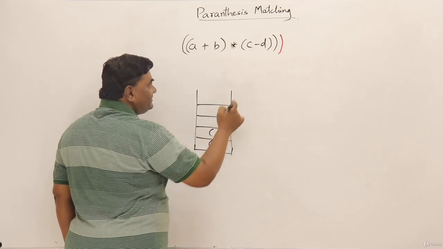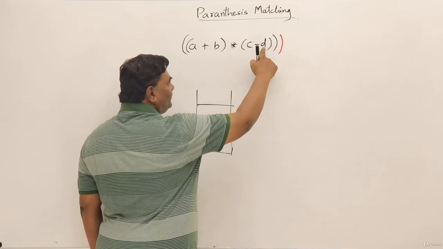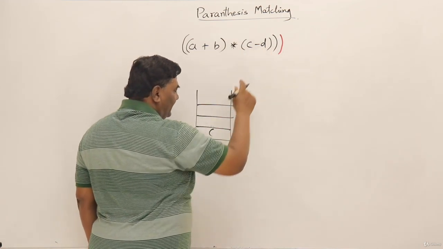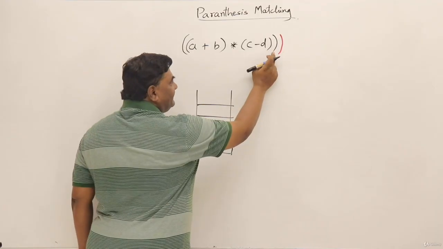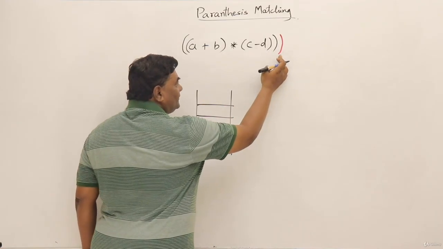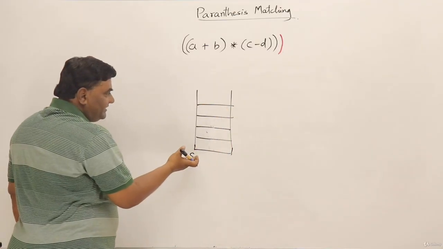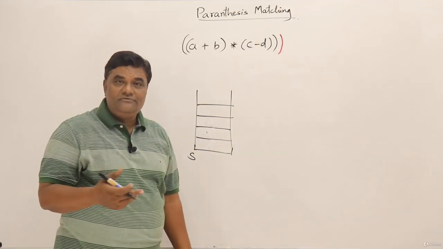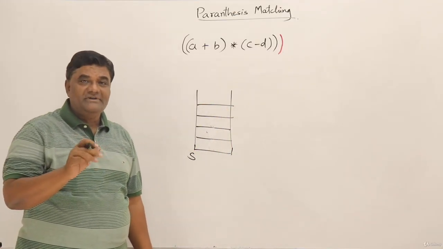Opening bracket, push it. C, ignore. Minus, ignore. D, ignore. Closing bracket, pop out. Second closing bracket, pop out. Next, one more closing bracket, but the stack is empty. So there is no match found for that closing bracket. There is no opening bracket available.